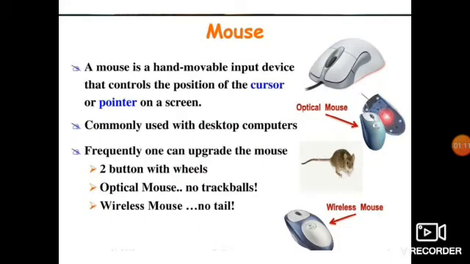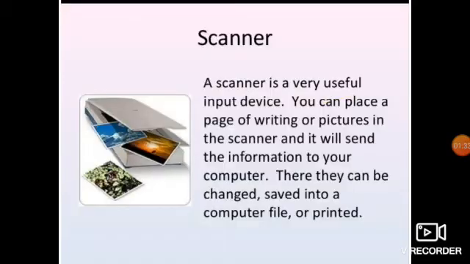Mouse. A mouse is a hand movable input device that controls the position of the cursor or pointer on a screen. Commonly used with desktop computers. Types of mouse: two buttons with wheels, optical mouse with no trackball, wireless mouse with no tail.